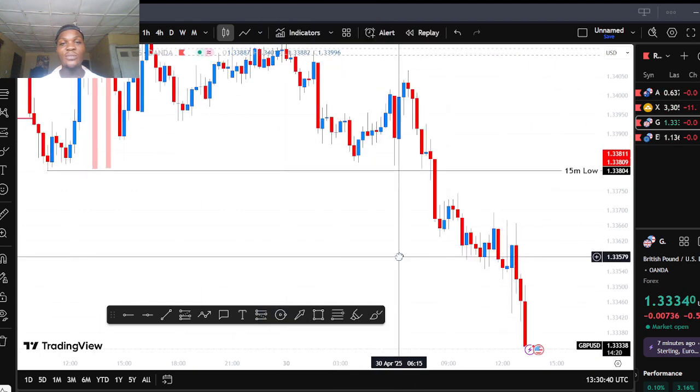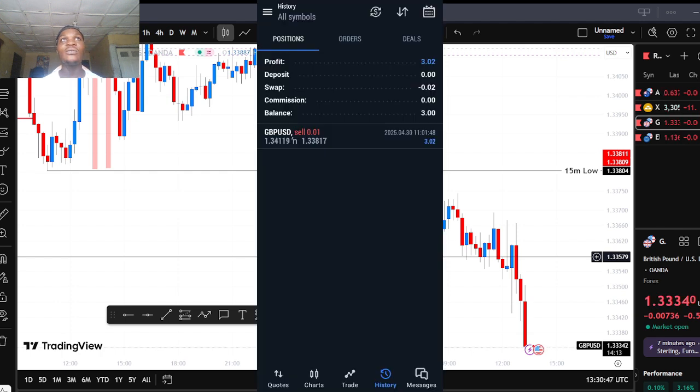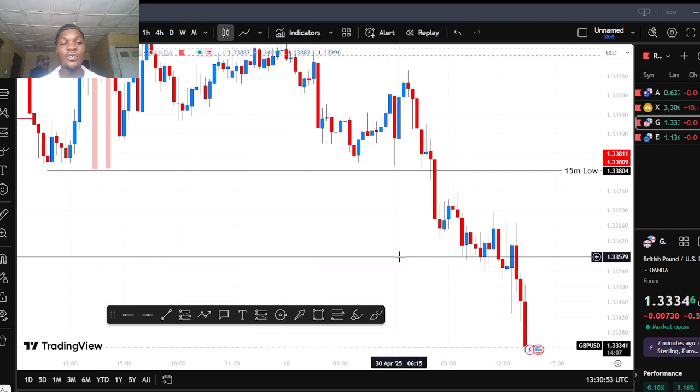Okay, so there were 2 accounts that I took this trade on. As you guys know, right now I blew my live account, so I had a $10 account with RC Market. What happened was I took a trade before this one and I lost $5, so I was left with $5.20 in that account, and I entered this position.